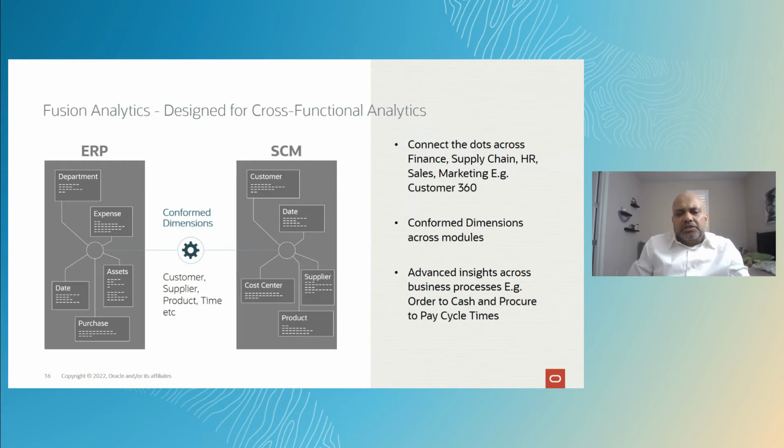We enable this cross functional capability by providing you conformed dimensions, like customer, supplier, product, time, etc., which is already built into your data model. So it becomes extremely easy for you to go across applications. Like in this slide, it illustrates between ERP and SCM, and you can do advanced insights across business processes like order to cash and procure to pay cycle times. Again, you will see some of this in the demo. A couple of use cases are covered in the demo as well.